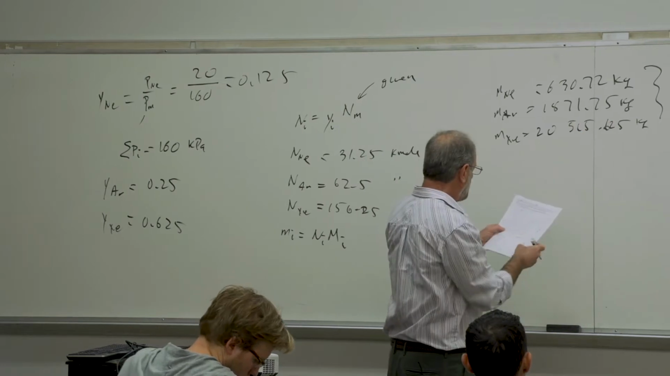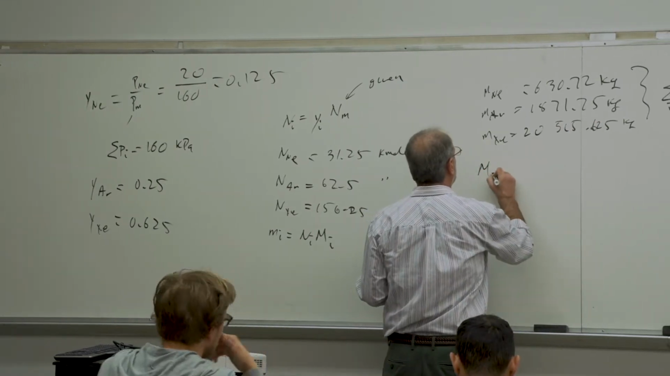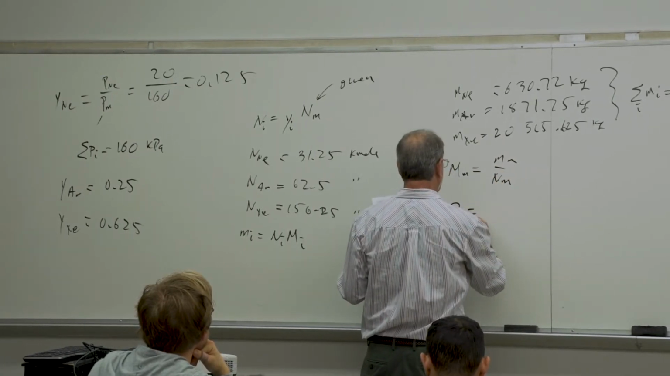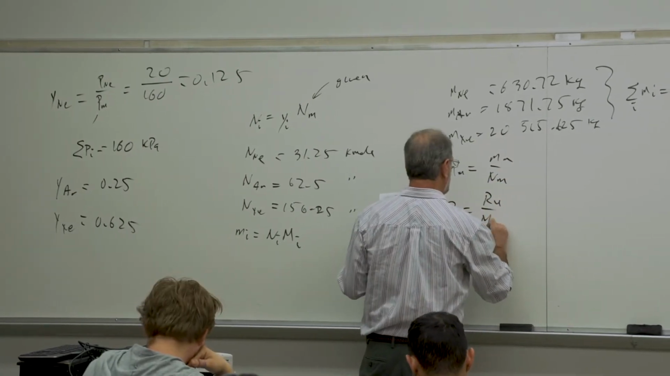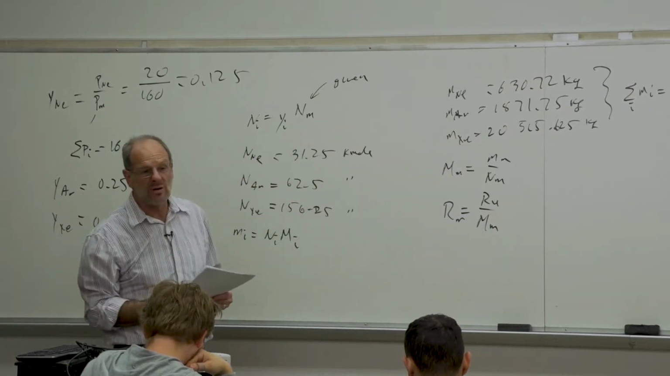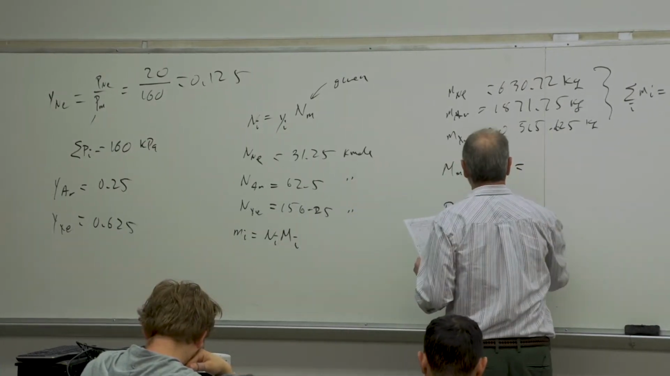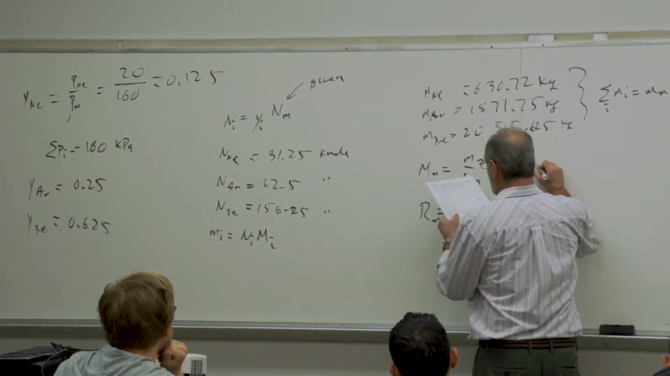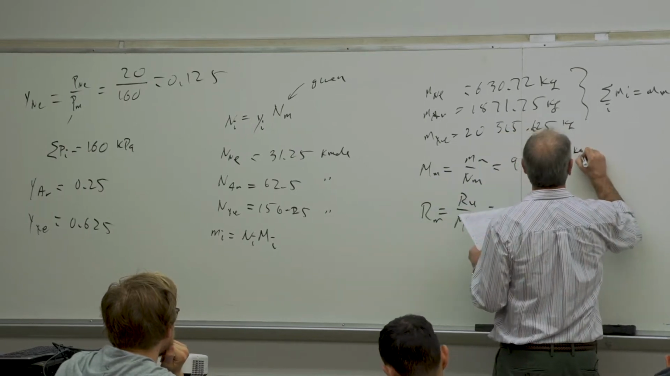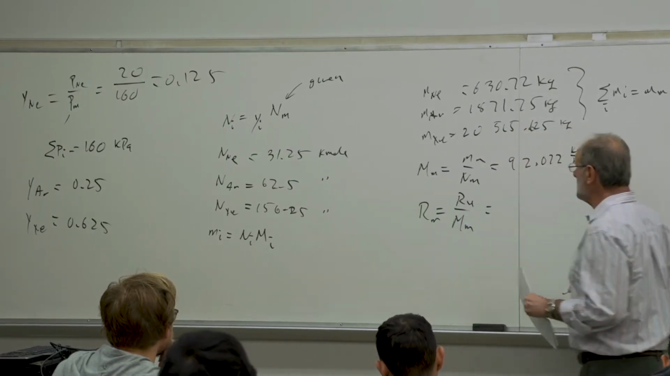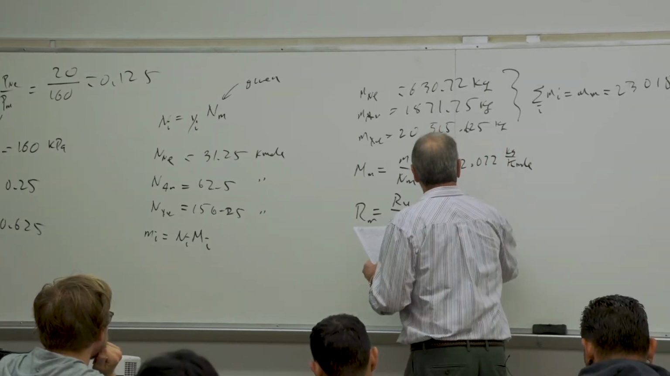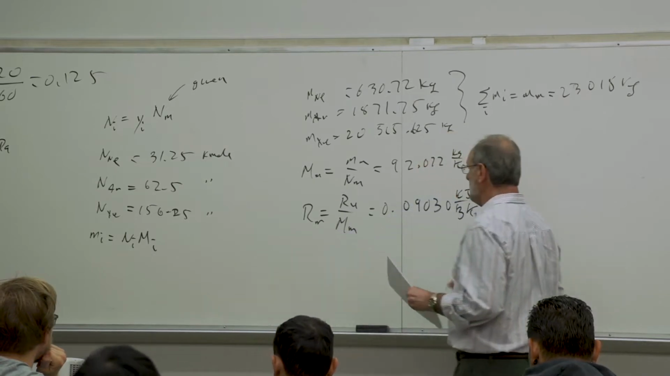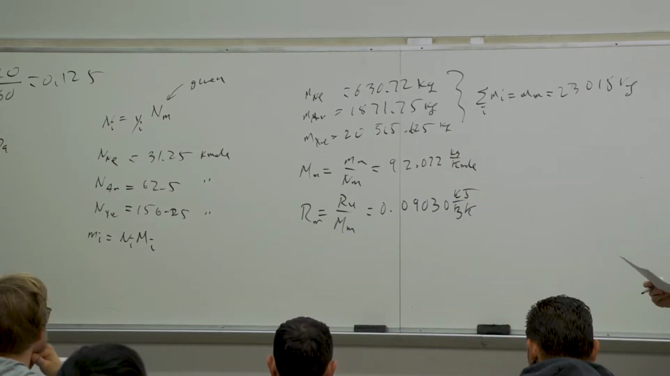Anyway, so we have all these various masses and the total. Now we can find the molar mass of the mixture, just as the mass over the number of moles, and the gas constant of the mixture as the universal gas constant divided by the molar mass. So we can look up the universal gas constant in the inside back cover of our book, and we end up with 92.072 kilograms per kilomole as the molar mass, and 0.09030 kilojoules per kilogram per Kelvin for the gas constant for the mixture.